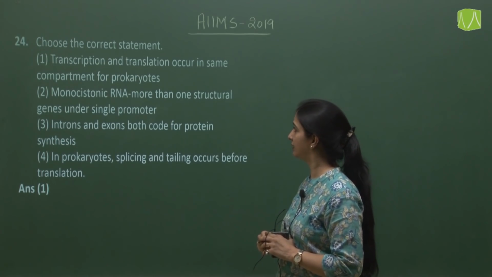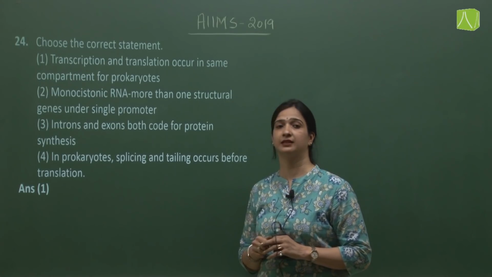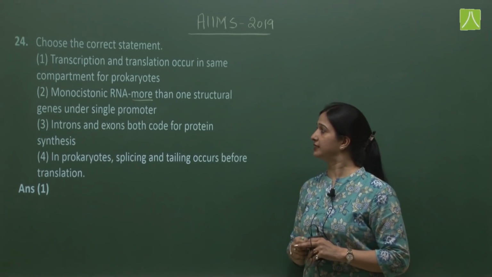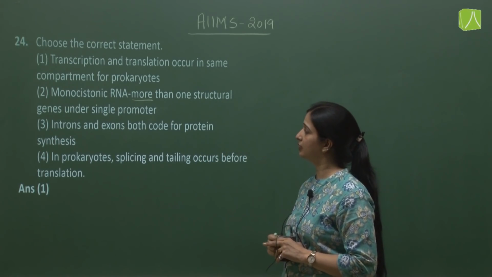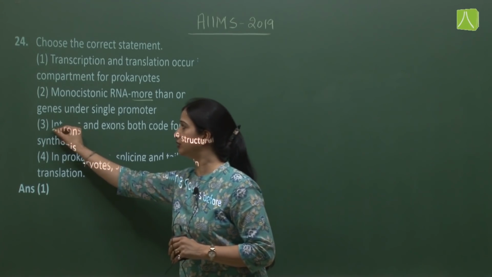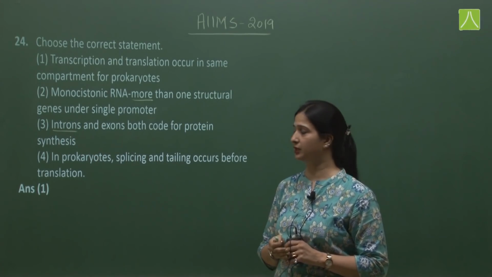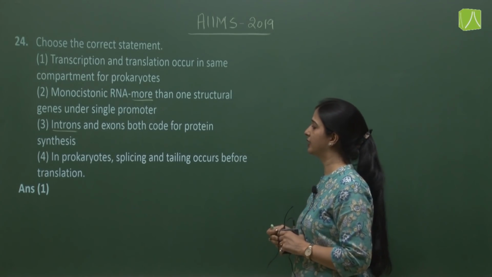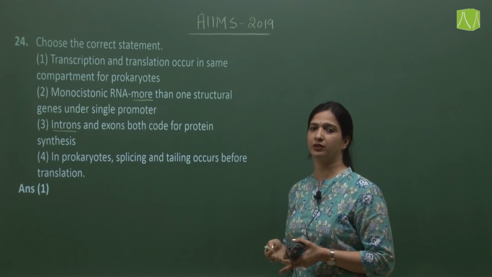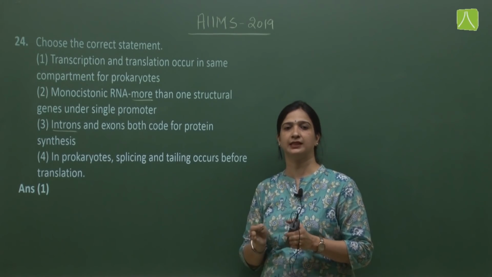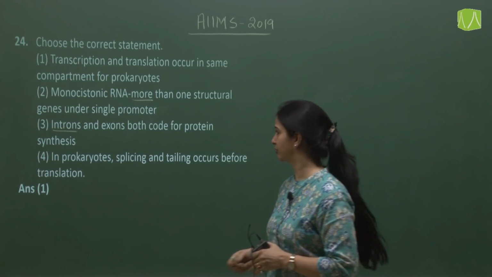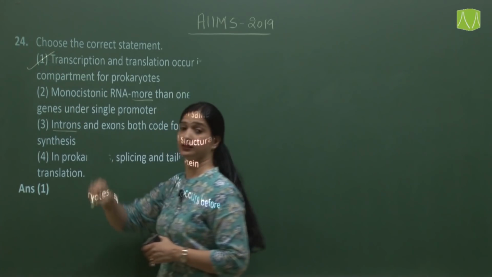Second one, monocistronic RNA, more than one structural genes under the single promoter. This is wrong here. Monocistronic means a single structural gene is under the single promoter. Then third one, introns and exons both code for the protein synthesis. No, this is wrong. Introns are basically the non-coding sequences and exons are the coding sequences. If we look at the fourth option, in prokaryotes, splicing and tailing occurs before translation. This is wrong. Why? Because in case of prokaryotes, splicing and tailing does not occur. It is related to the processing of the RNA, and it occurs in case of the eukaryotes, not prokaryotes. So here the correct answer is first.